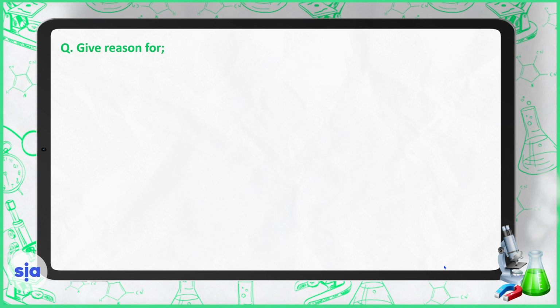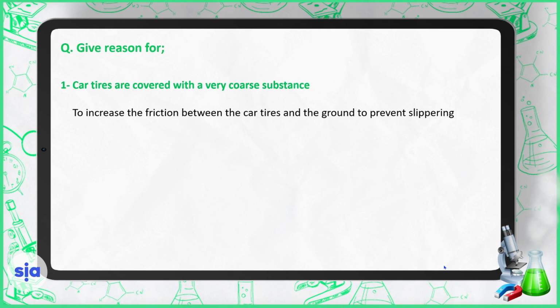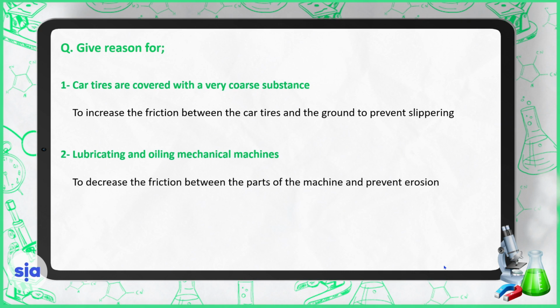Now, can you give reason for the following? Car tires are covered with a very coarse substance to increase the friction between the car tires and the ground to prevent slipping. Lubricating and oiling mechanical machines to decrease the friction between the parts of the machine and prevent erosion.